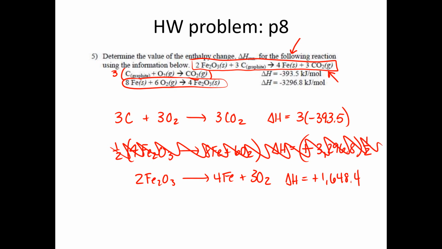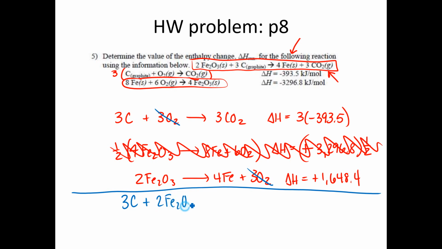to ignore that. Cool. And now I'm going to try and add them together and see if they will give me my overall reaction. And if not, I can go back and reassess and see if I need to fix anything. One thing that stands out is notice how I've got 3 oxygens on the left and 3 oxygens on the right, so they cancel out. It looks like nothing else cancels. So I end up with 3 carbons and 2 iron oxides on the left and 3 CO2s and 4 irons on the right, and looks like that is exactly what I was hoping for.